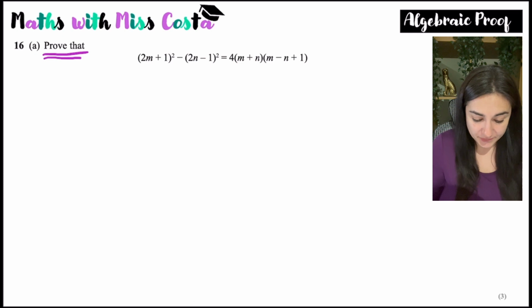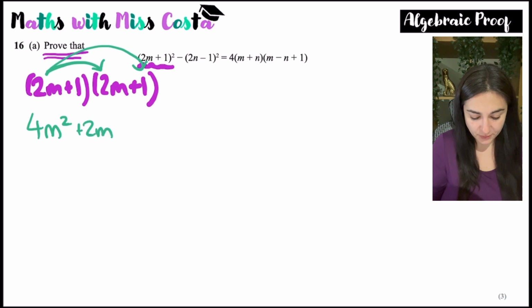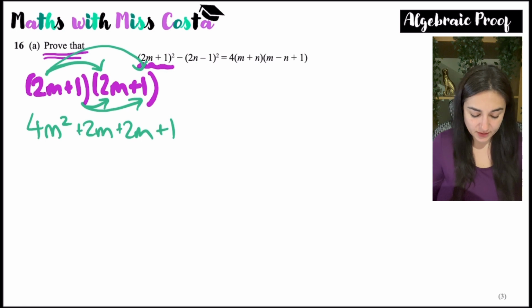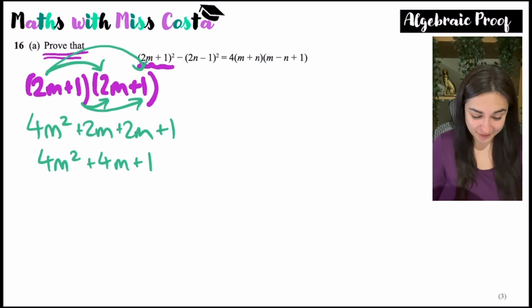Okay, so let's start with this. I've got 2m plus 1 squared. Let's just expand that bracket quickly. That's going to give me 2m times 2m is 4m squared. 2m times 1 is 2m. 1 times 2m is 2m. And 1 times 1 is 1. Can simplify that to 4m squared plus 4m plus 1. I know that's simplified, and I don't have as much space as you will. Try and prove the question rather small, because sometimes they might be quite extensive.